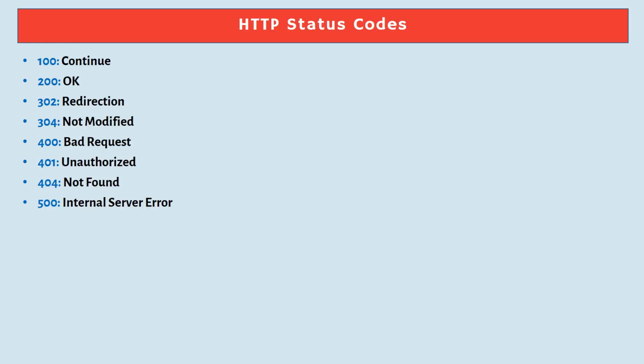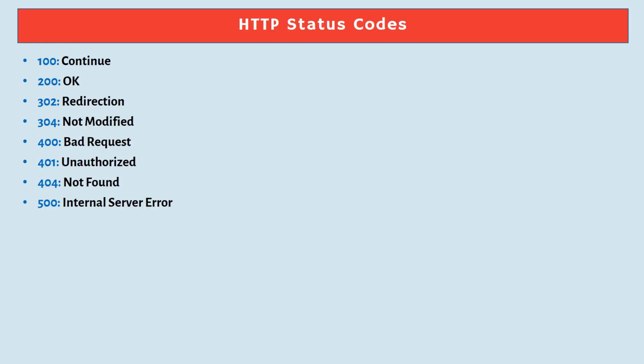404 is not found, that is the URL is wrong, or the URL routing is not done properly. 500 indicates internal server error. That means the URL is correct, but while executing the code on the server, there is some runtime exception. These are some of the status codes that we will see frequently.